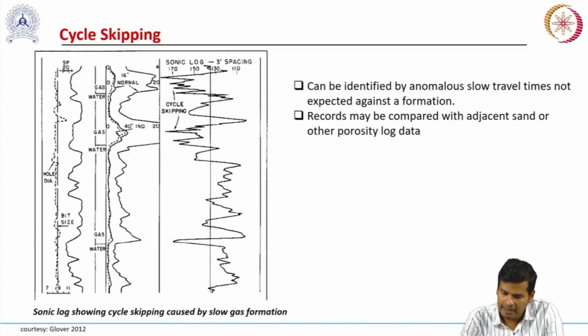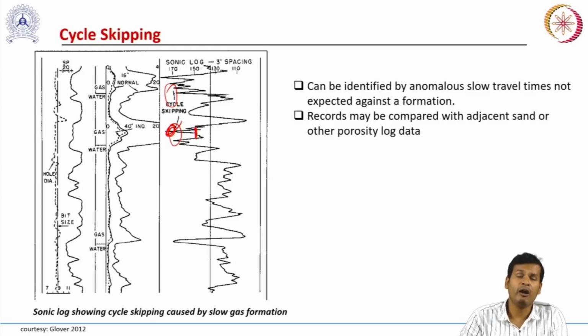Here is an example of cycle skipping in a real well. You can see that suddenly we have very large recordings of the average travel time. This is nothing but cycle skipping. We can also identify it by comparing the log response to the actual expected response. That means we know that it is a sandstone formation, so we know what the expected travel time in a sandstone formation could be, and we are getting too large a travel time. That means it may be due to cycle skipping.